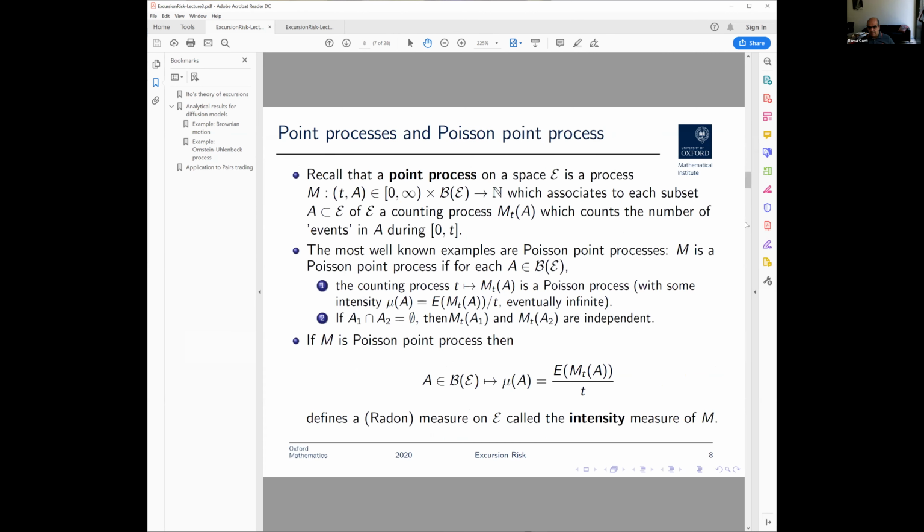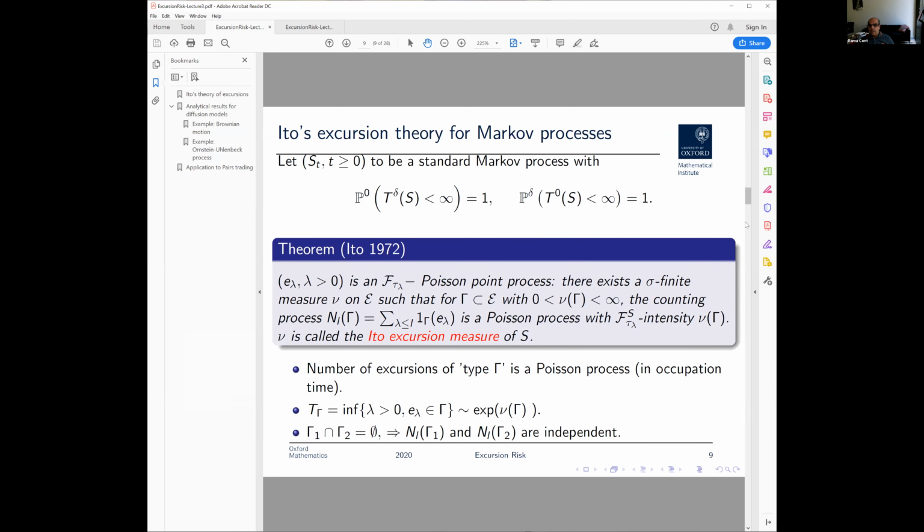Ito's main result was that, well, if S is a Markov process with stationary transitions, actually that's not even necessary for this, if S is a Markov process satisfying this assumption, then the excursion process of S is a Poisson point process. More precisely, it's a Poisson point process not in normal time, but indexed by the occupation density. So E_lambda is indexed by the occupation density lambda. So it's a Poisson point process in occupation time, but it's a Poisson point process nevertheless.